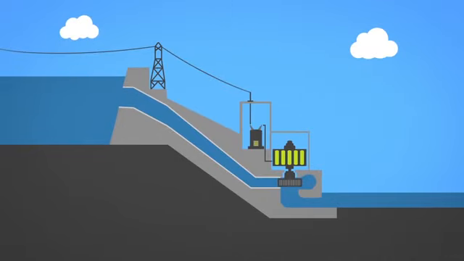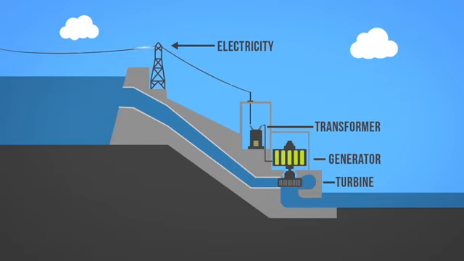Hydro dams utilize the potential energy from dammed water to produce electricity. A dam is a large barrier constructed to raise the level of water and control its flow. The elevation created by the dam creates gravitational force for turning the turbine when water is released.